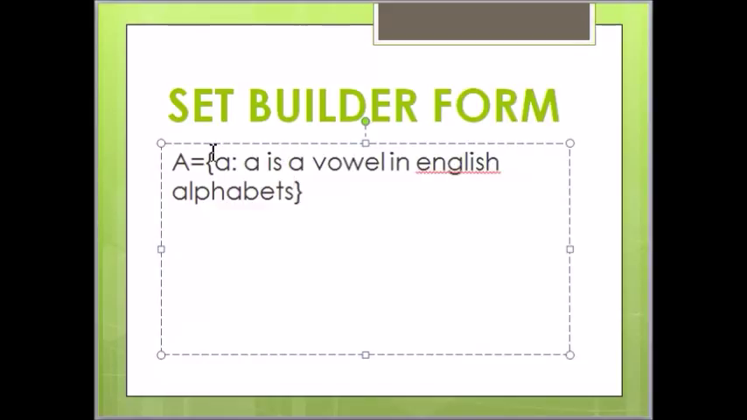So this first curly brace and this a is read as the set of all a, and this colon is read as such that. You can read this whole statement like this: the set of all a such that a is a vowel in English alphabet.